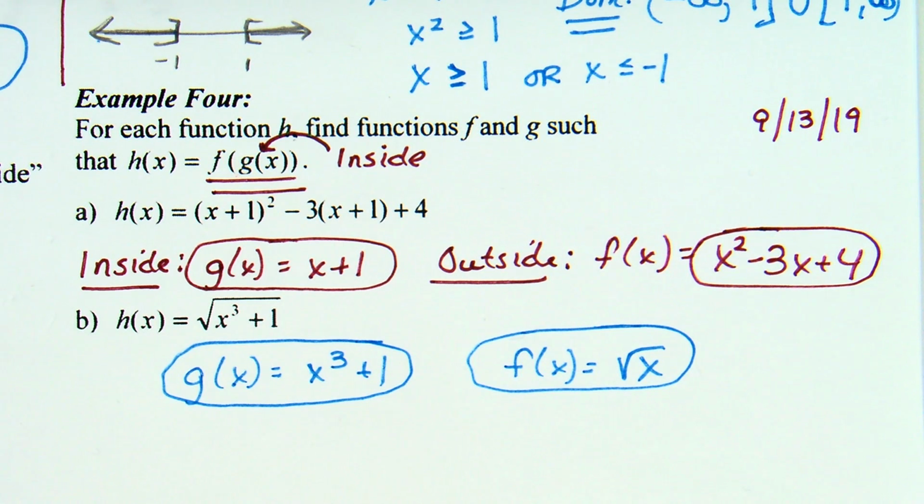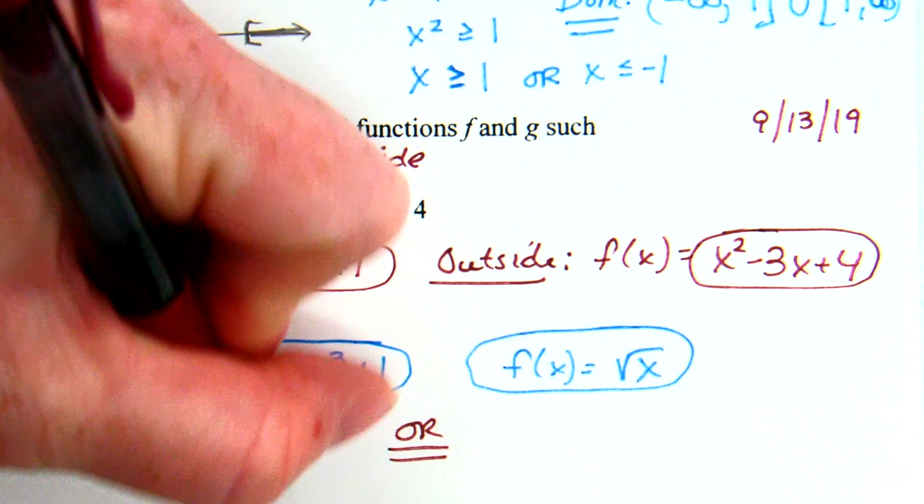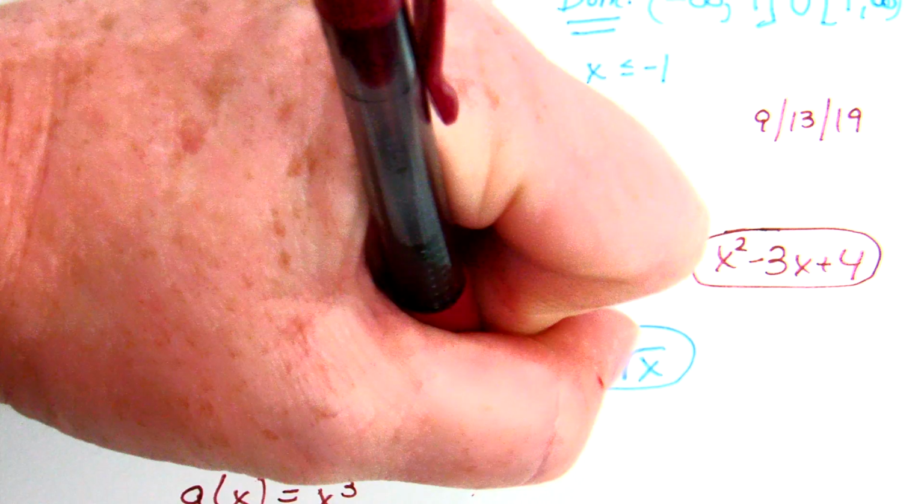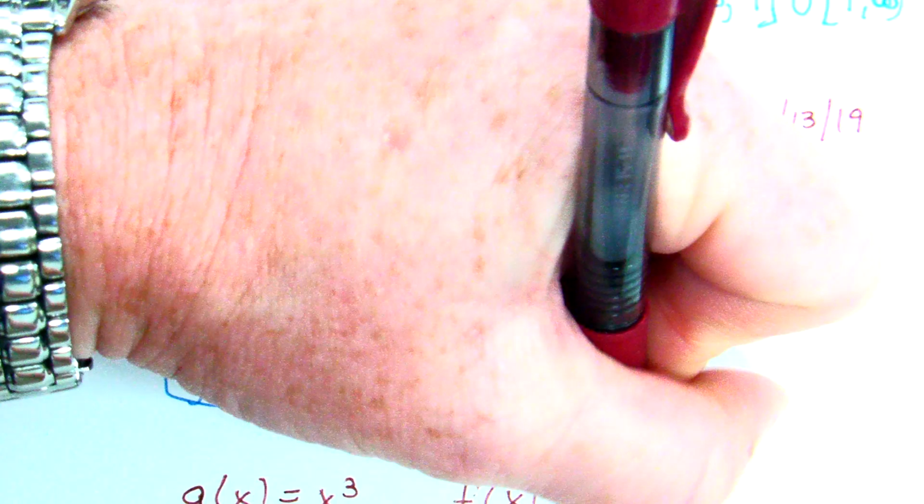Yeah. I'll be honest, this is my less preferred one. I mean, I'm not crazy about this one, but does it work? It works. I prefer the other one. To me, I like it better. So I'm going to say or. We could have used g of x, the inside, to be x cubed. And if we do that, the outside f of x is the square root of x plus 1.